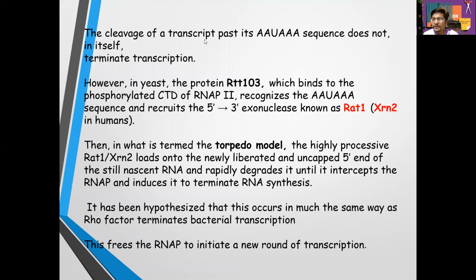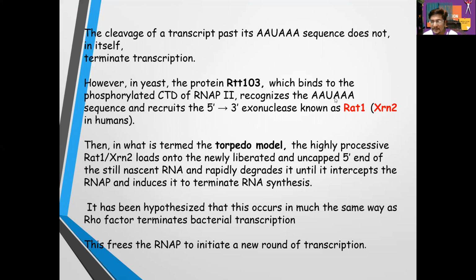There's one little piece of information. Cleavage of the transcript past its AAUAAA sequence does not in itself terminate the transcription, but in certain cases, especially in yeast, there's a protein we call RTT103, which binds to the phosphorylated CTD of RNA polymerase 2. What is it? Actually, the C-terminal domain, which needs to be phosphorylated in order to convert the initiation process into the elongation one.